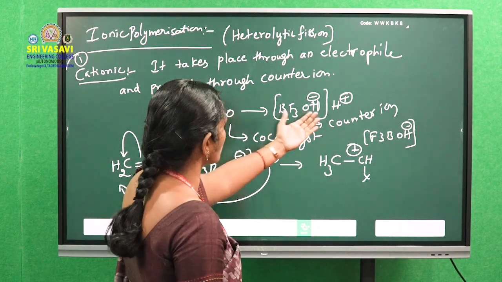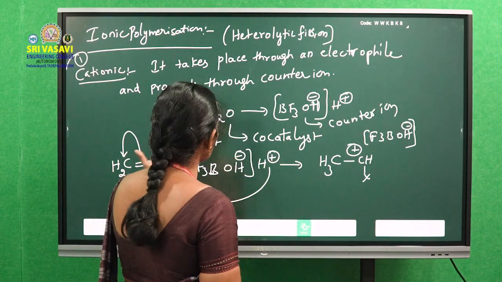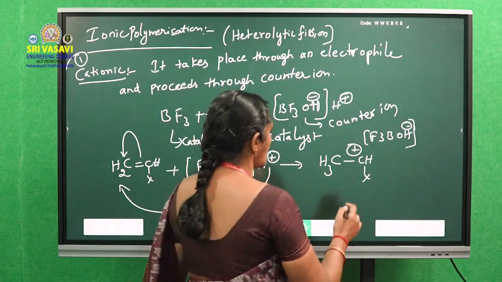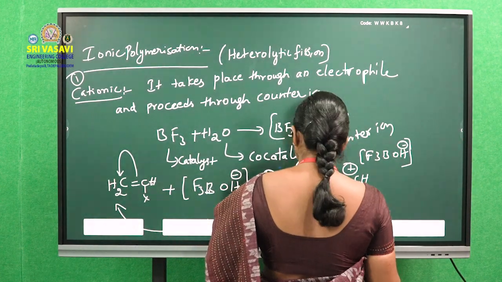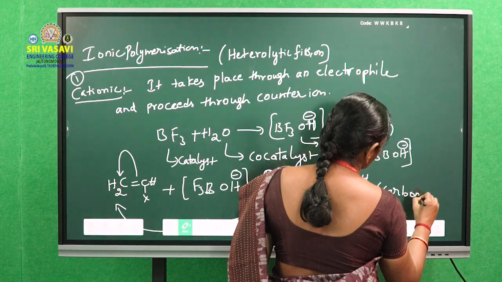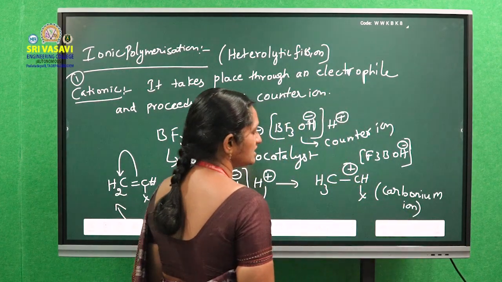So through this the electrophile is generated. This electrophile helps to form the C plus on the monomer. So this is the carbonium ion. So the formation of carbonium ion is the chain initiation.